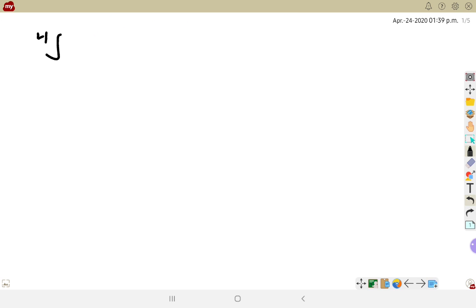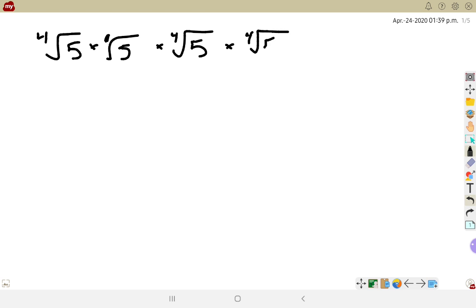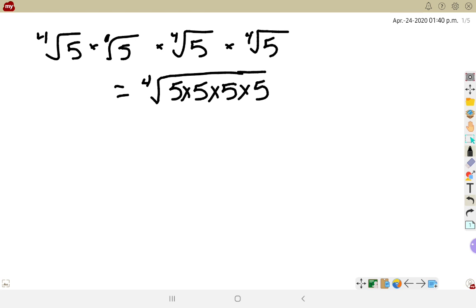So let's say I had the fourth root of 5 times the fourth root of 5 times the fourth root of 5. And I'm sorry that that second one looks so terrible. Okay, if I had the fourth root of 5 multiplying itself 4 times, that would then become the fourth root of 5 times 5 times 5 times 5. And I've got 4 5's under the radical sign, so that would be the fourth root of 5 with an exponent of 4, and that would really just be 5.